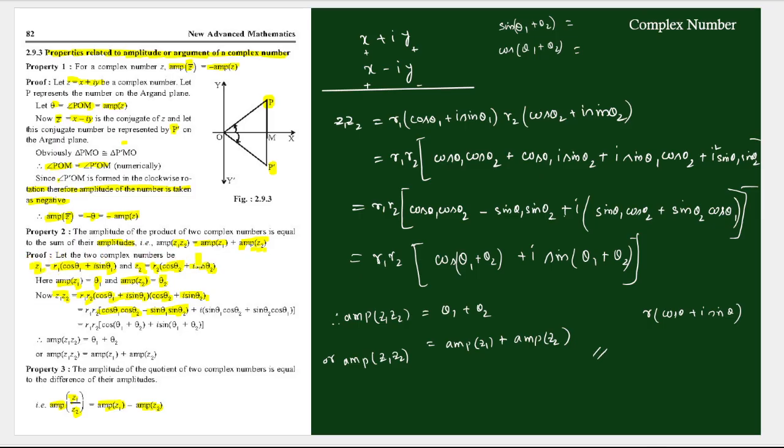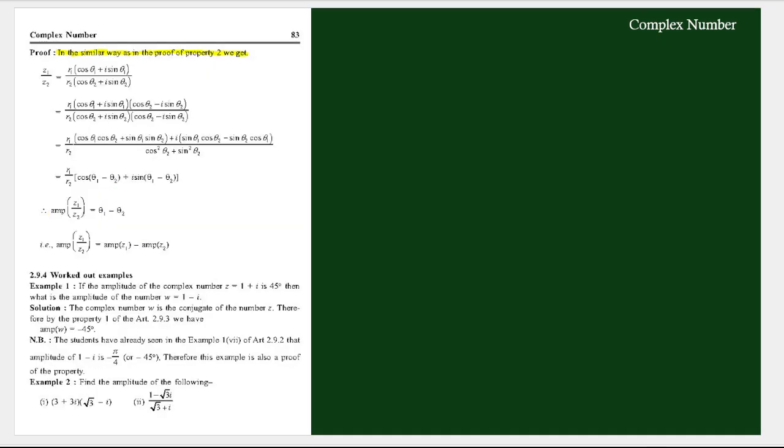Let the two complex numbers be Z1 equal to r1 (cos theta 1 plus i sin theta 1), Z2 will be r2 (cos theta 2 plus i sin theta 2). Amplitude of Z1 will be theta 1, amplitude of Z2 will be theta 2. Write up to here. After that proceed to divide Z1 by Z2.